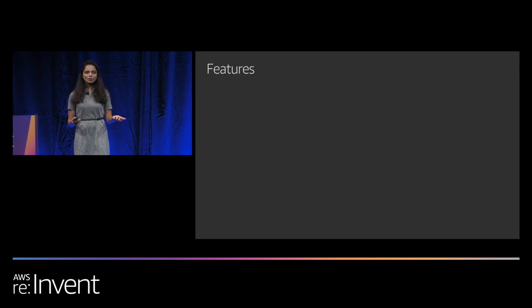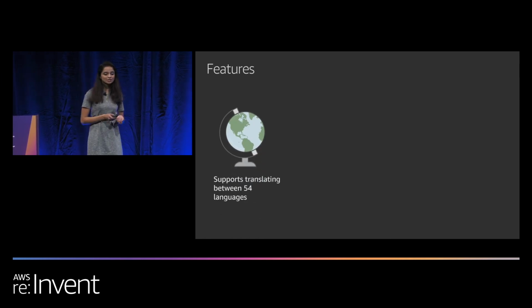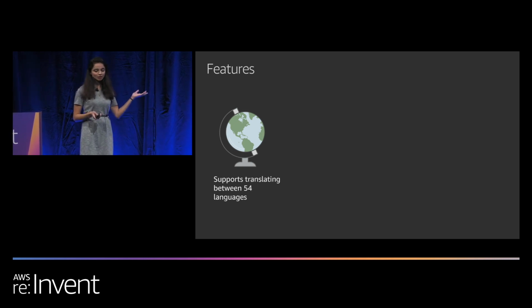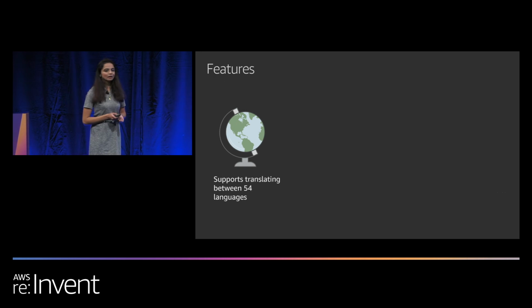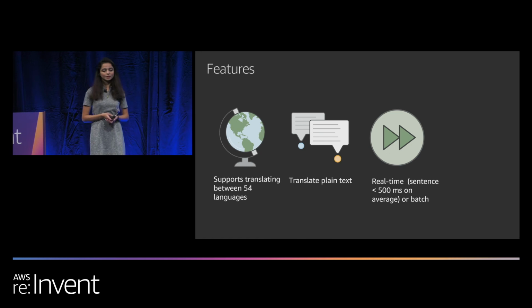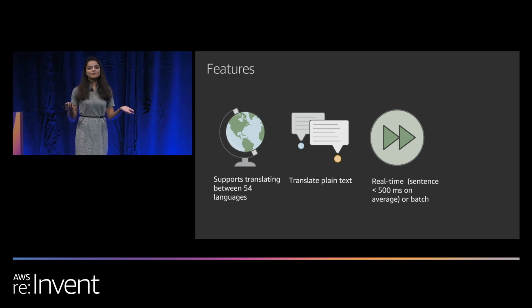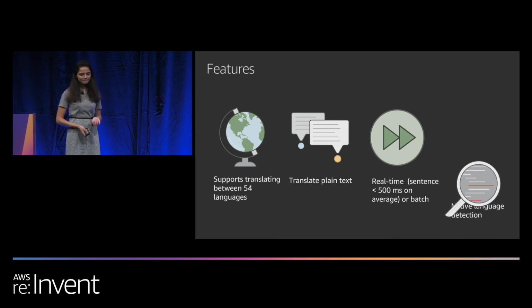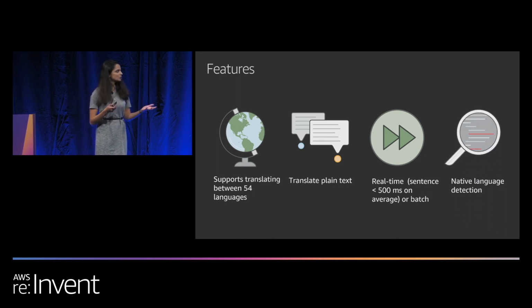So what is at your disposal right now? First, Amazon Translate supports translating between 54 languages. Last week, we added all these additional languages, and it quickly translates your sentences. On average, it takes only 500 milliseconds to translate a sentence. And you can just give plain text to it, and it will translate. You need not even tell what language it is in. It will detect that, and it will translate. And as I said, native language detection, where you need not give the original language or the language of your text.